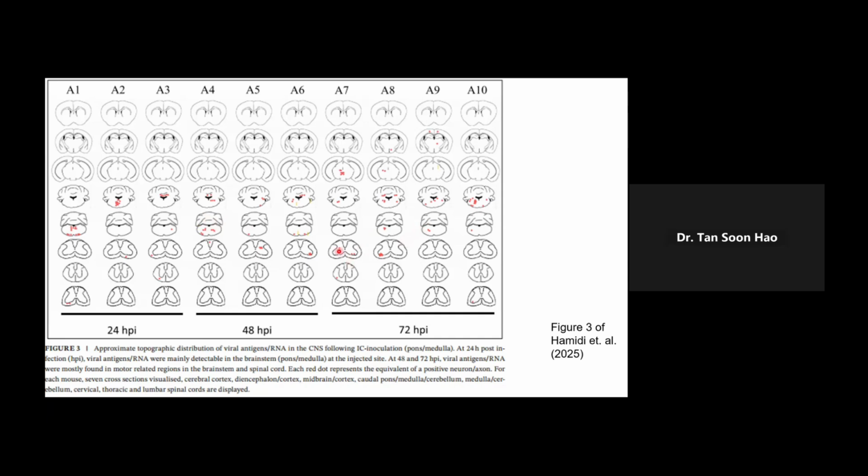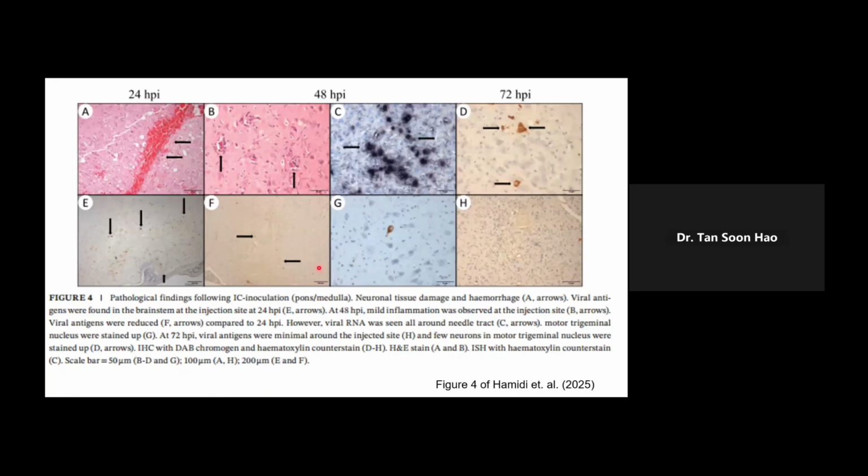So now we look at the spinal cords, where the anterior horn cells are infected. Again, here are the H&E, the immunohistochemistry and in situ hybridization that prove that the viral antigens are cleared off at a later time point.